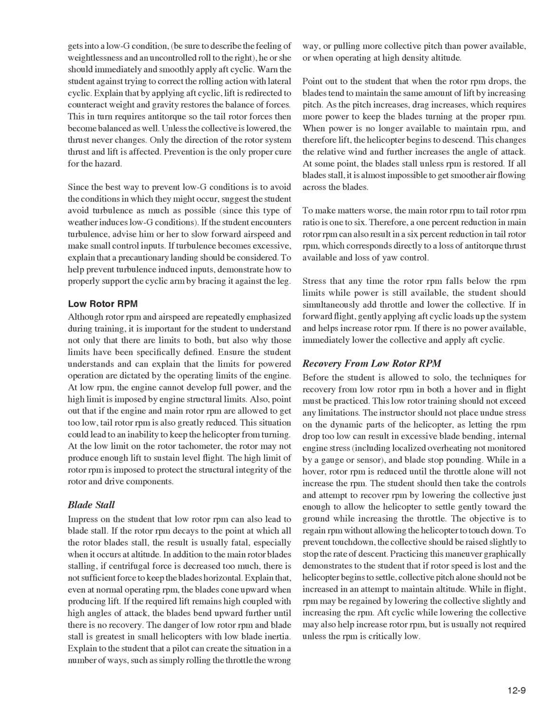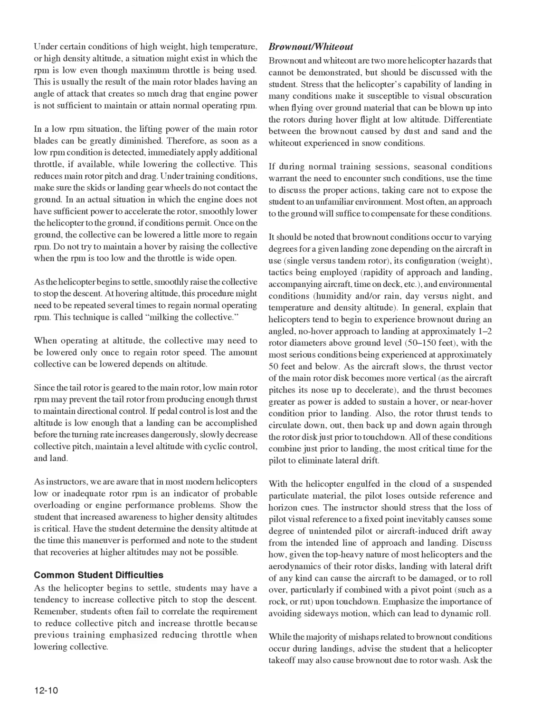Under certain conditions of high weight, high temperature, or high density altitude, a situation might exist in which the RPM is low even though maximum throttle is being used. This is usually the result of the main rotor blades having an angle of attack that creates so much drag that engine power is not sufficient to maintain or attain normal operating RPM. In a low RPM situation, the lifting power of the main rotor blades can be greatly diminished. Therefore, as soon as a low RPM condition is detected, immediately apply additional throttle, if available, while lowering the collective.